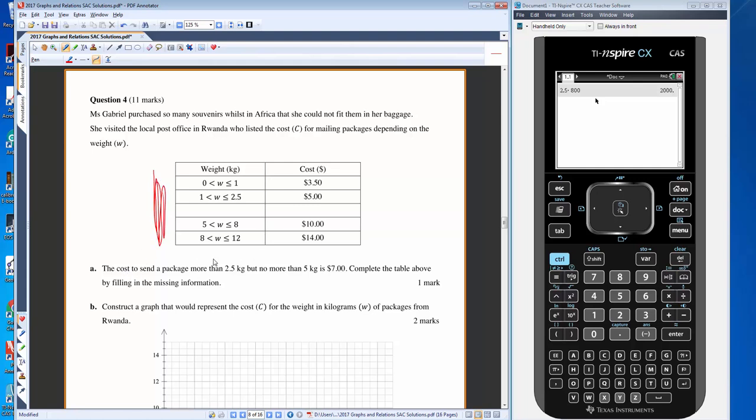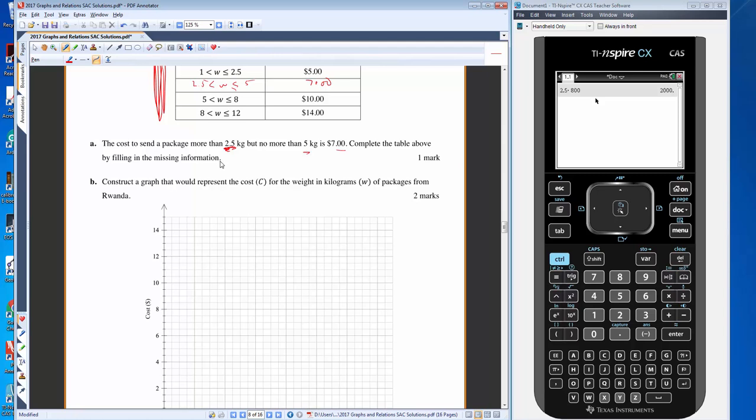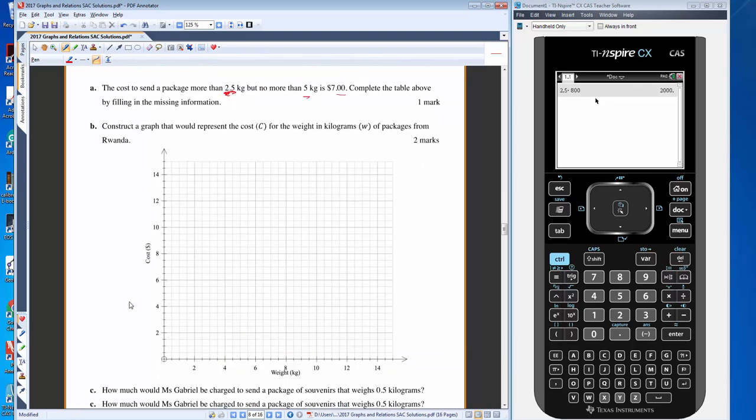So the cost to send a package more than 2.5 kilos, but no more than 5 is 7. So you just need to continue the pattern here. It would have been 2.5 less than W less than or equal to 5 is $7. Most students got that one right. Okay, so then down to the step graph here. I'm not going to do the whole thing for you. Most of you got this right. Between 0 and 1 was $3.50.